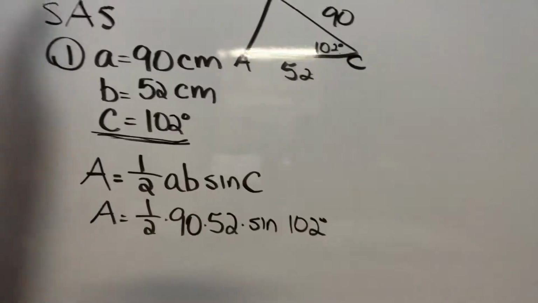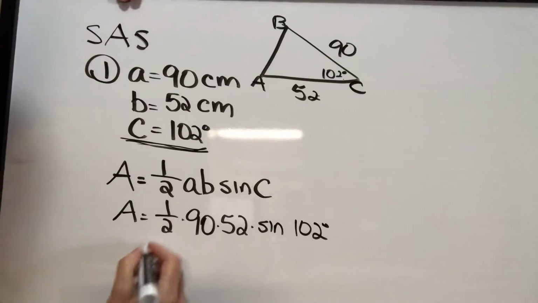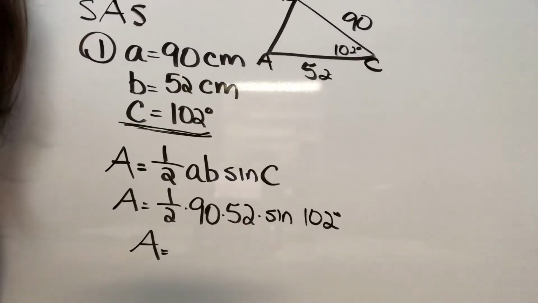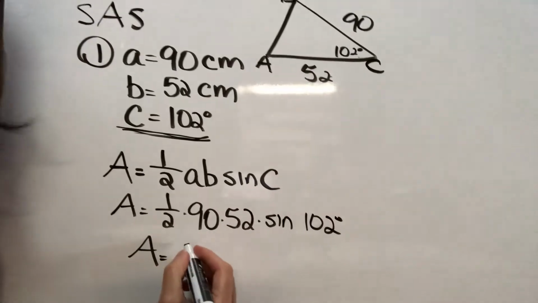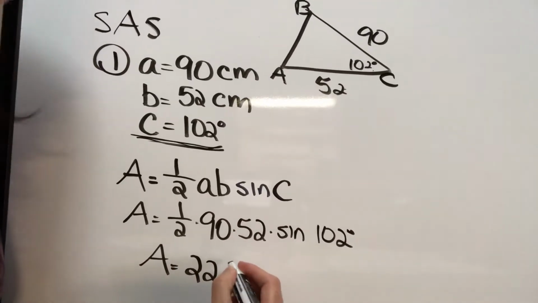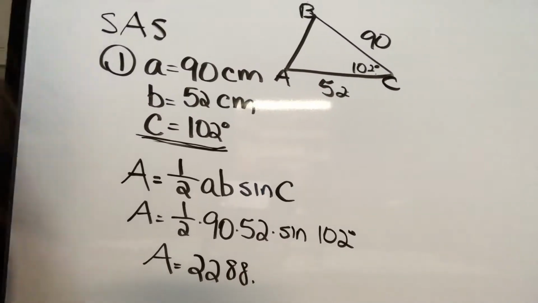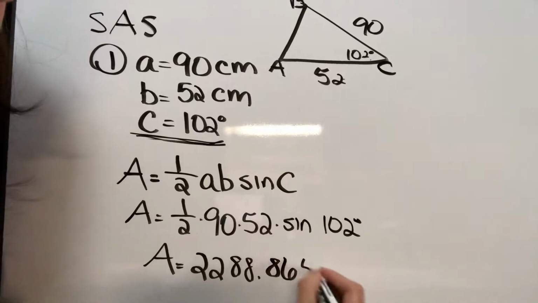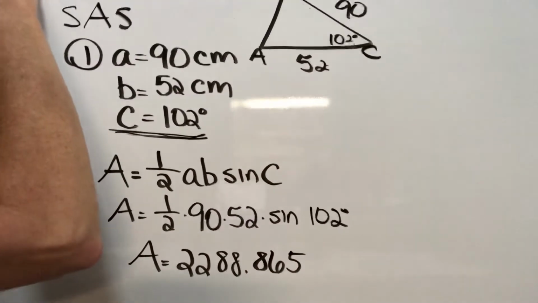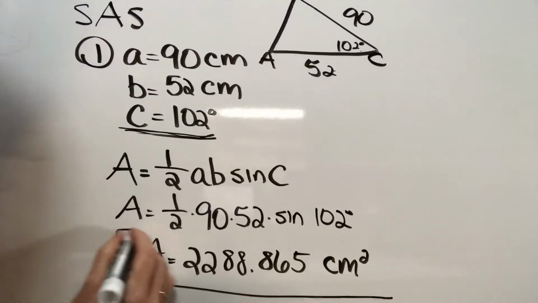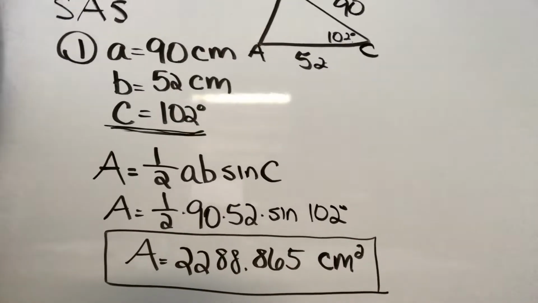Okay, so the thing you have to remember about area is that you are supposed to give it in terms of square units. So when you write down your answer, be sure you do that. So it's 2288.865, and since our original measurements were centimeters, this would have to be centimeters squared. So that would be the area of our oblique triangle.